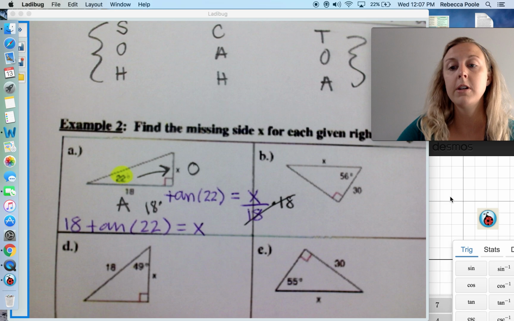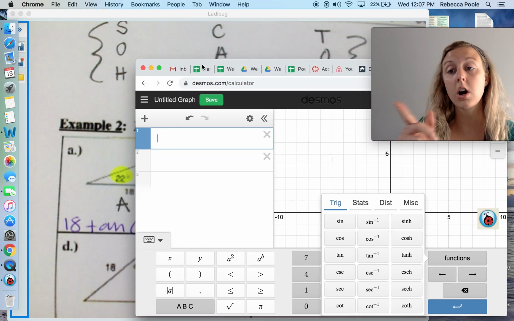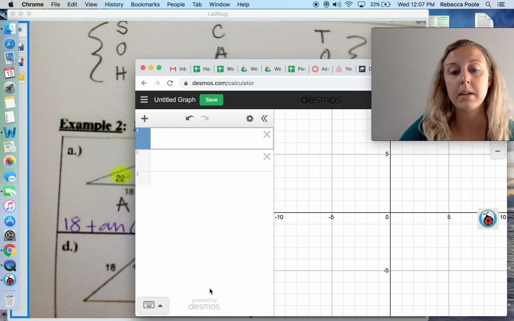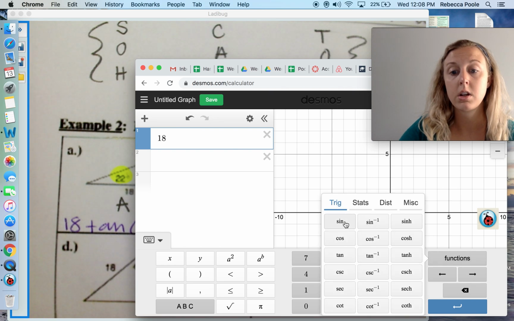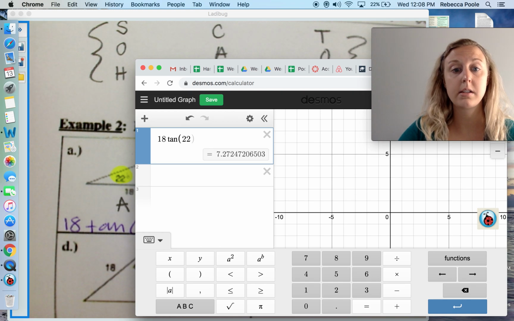So let's head over to Desmos. All right, I did already change it to degree. You guys watched me do that. So watch what I'm going to type in. I'm going to type in, maybe, there we go. Keypad 18, functions, tangent of 22 degrees. And it tells you what X will equal.